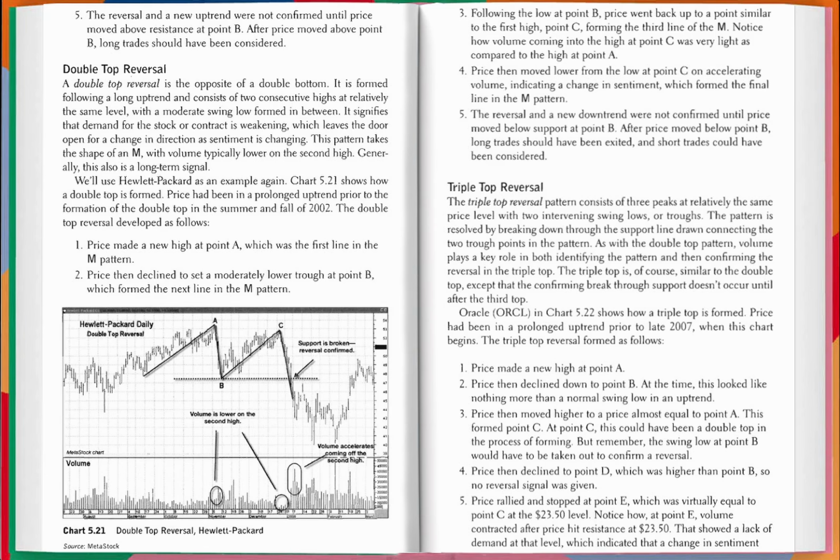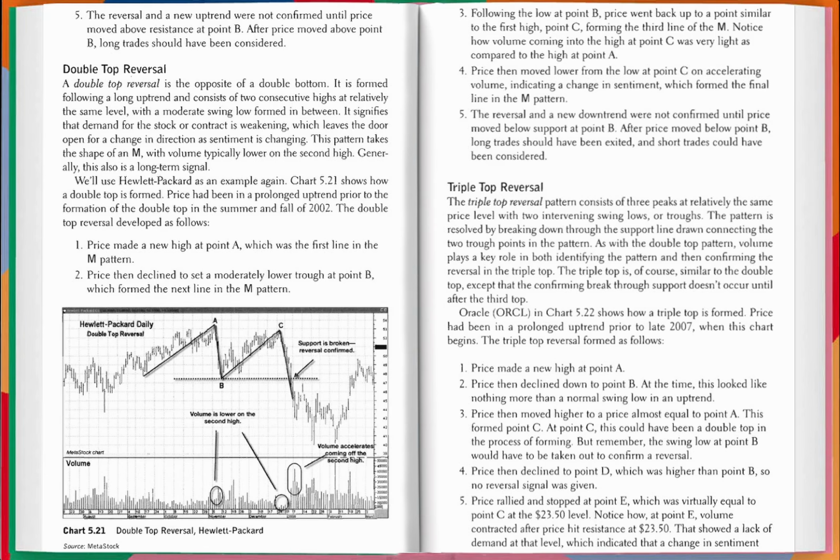Double top reversal. A double top reversal is the opposite of a double bottom. It is formed following a long uptrend and consists of two consecutive highs at relatively the same level, with a moderate swing low formed in between. It signifies that demand for the stock or contract is weakening, which leaves the door open for a change in direction as sentiment is changing. This pattern takes the shape of an M, with volume typically lower on the second high. Generally, this also is a long-term signal. We'll use Hewlett-Packard as an example again. Chart 5.21 shows how a double top is formed.